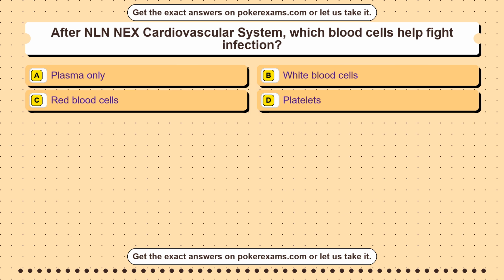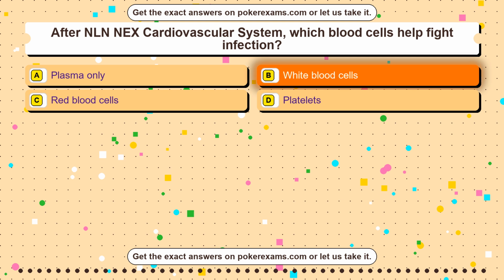Question 36. After her CO2 biology review, which bone protects the brain? Option A, tibia. Option B, femur. Option C, skull. Option D, rib. The correct answer is option B.